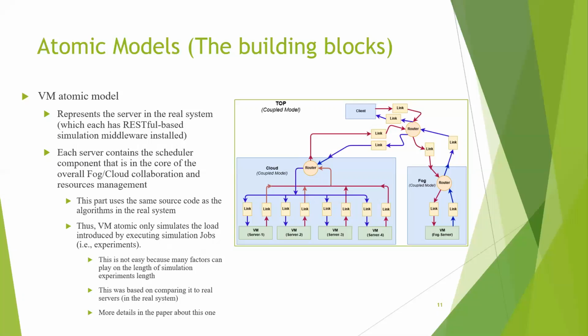Each server contains a scheduler. In our fog-cloud collaboration algorithms, there is an important component we call a scheduler, which exists on each server in the entire system. It is very important for us because it's responsible for the discovery and selection of simulation resources throughout the fogs and cloud. So it was important to use the same code as the regular system. This part uses the same source code as the algorithms in the real system.